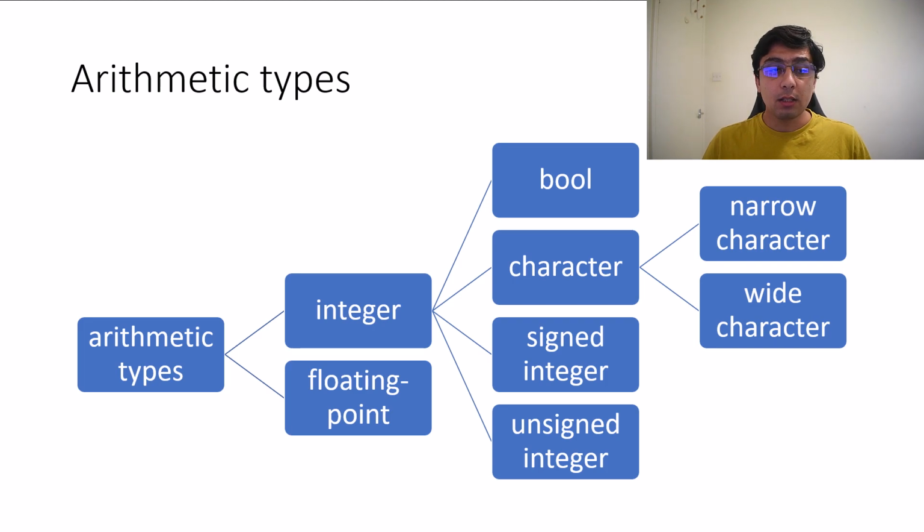Signed and unsigned integer types are used to represent whole numbers without any fractional part. Now let's discuss floating point types. They are used to represent numbers with fractional parts, such as decimal numbers or values with high precision requirements. Now let's look at these types in code.